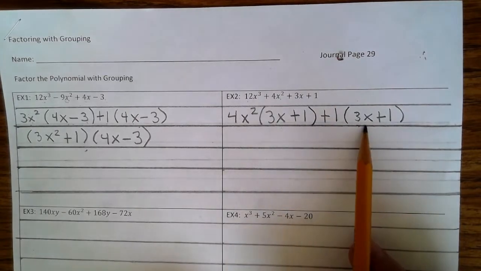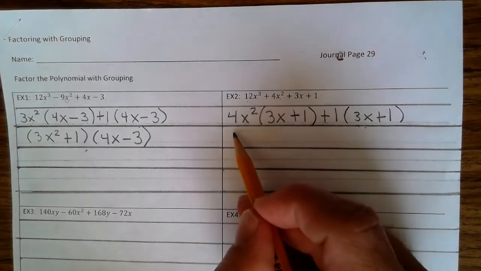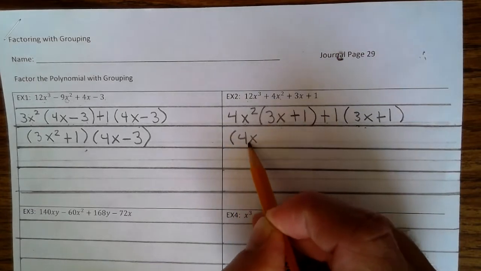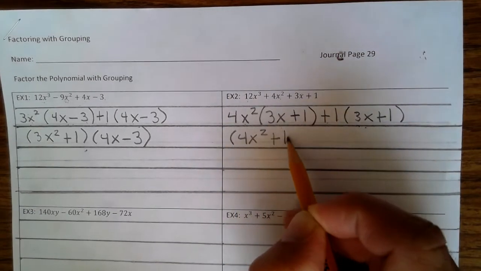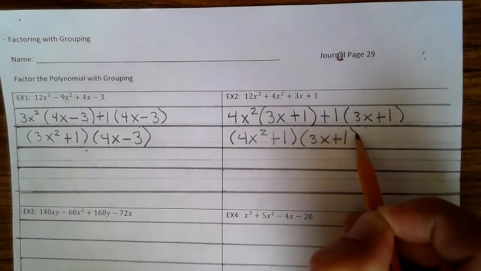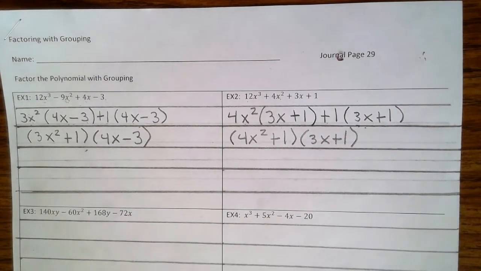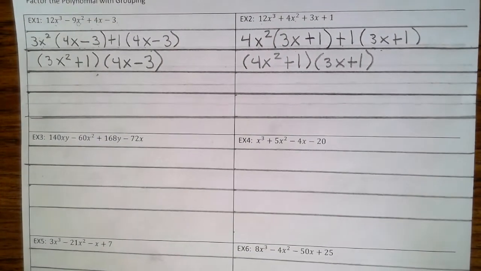Since these are the same, it's factored by grouping. We group these two together. And this is factored by grouping. Okay? All right, let's finish up example 1 and 2. All right, let's take a look at example 3.